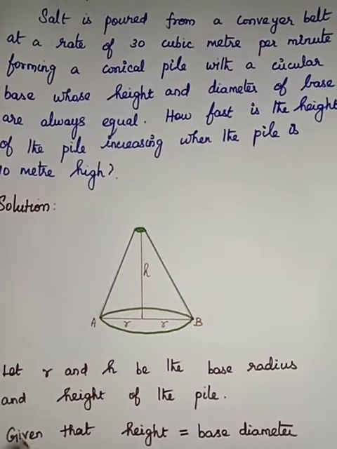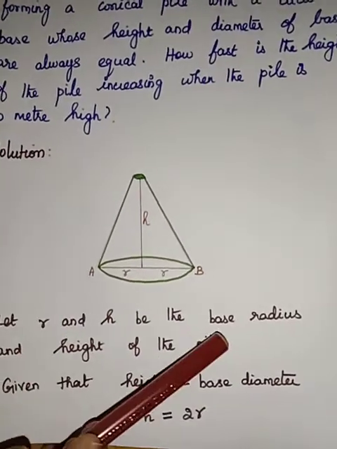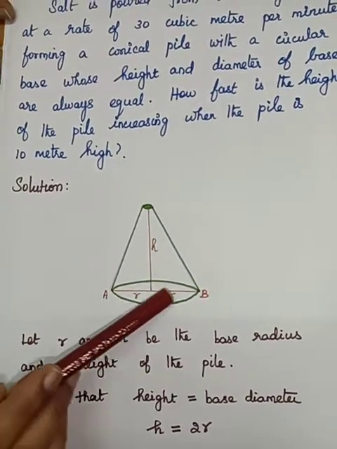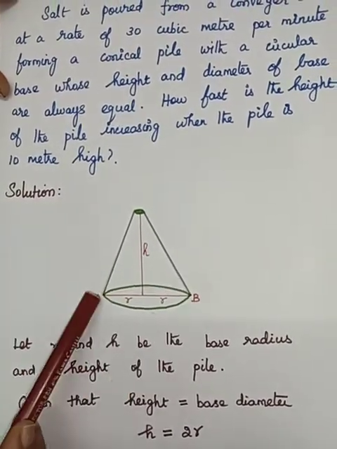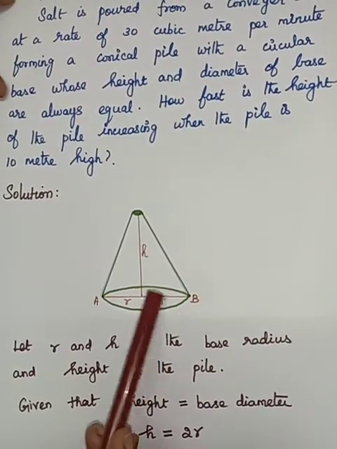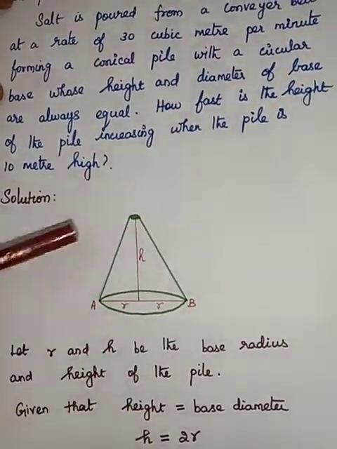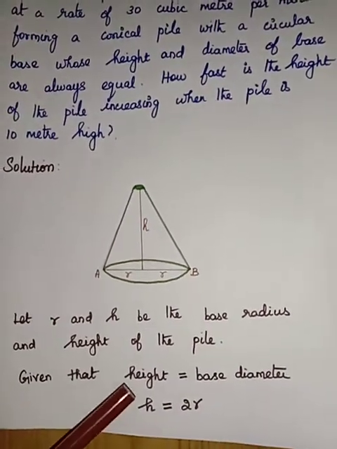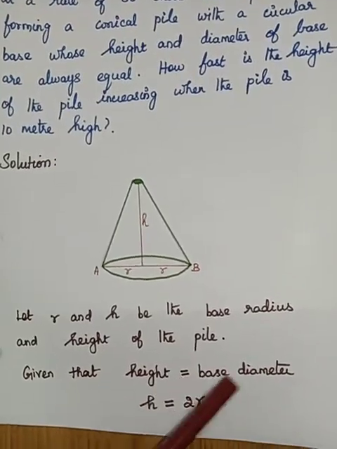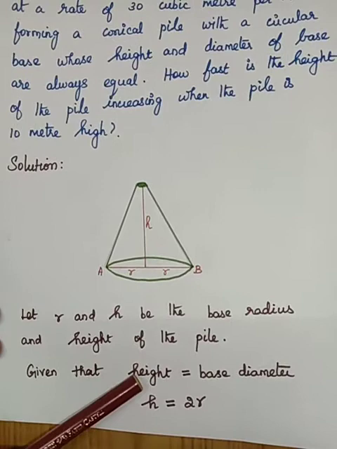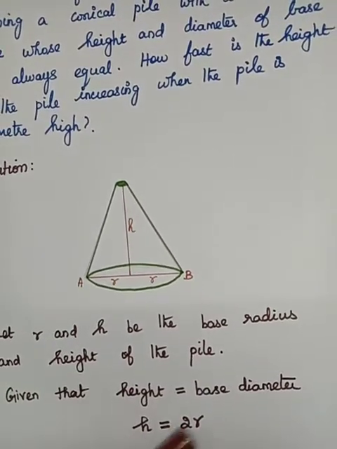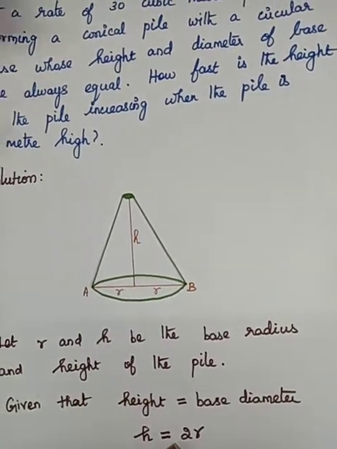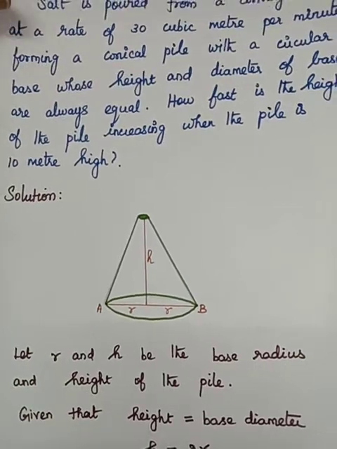Here we are going to consider R and H be the base radius and height of the pile. So R is the radius and AB here is the diameter. So I have taken this is the radius, R. H is the height of the pile. What is given? Height is equal to base diameter. Height we have denoted using the variable H. Base diameter AB is the diameter, so the diameter can be written as R plus R, that is equal to 2R. So from that H is equal to 2R.